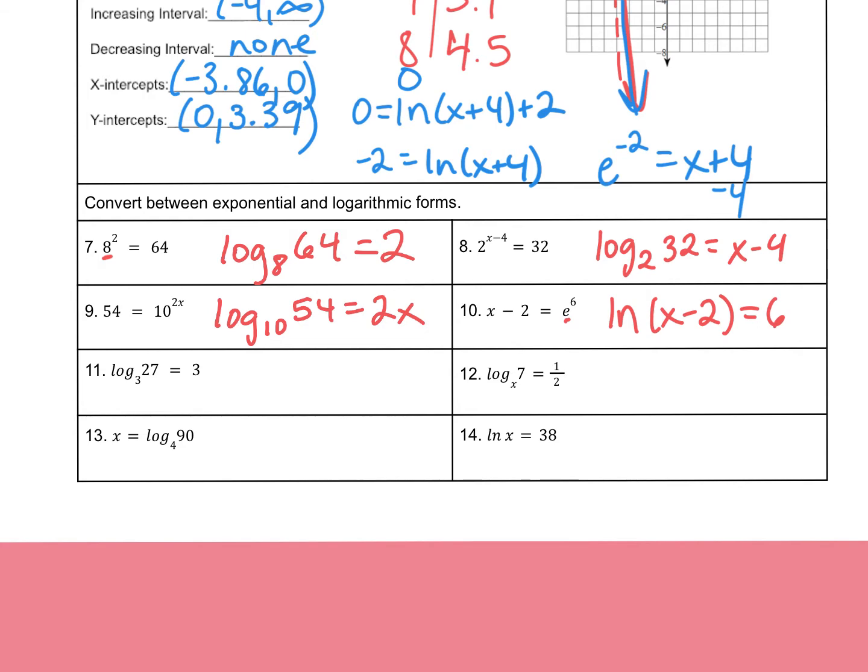And now going back and forth between the exponential form, we can see here our base is 3 to the third power equals 27. X to the 1/2 power equals 7. 4 to the x power equals 90. And, natural log, that means base of e, right? So e to the 30th power equals x. Cool.